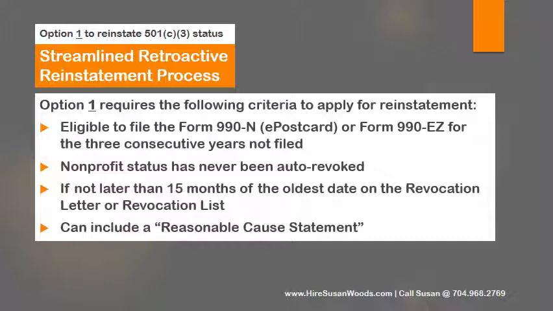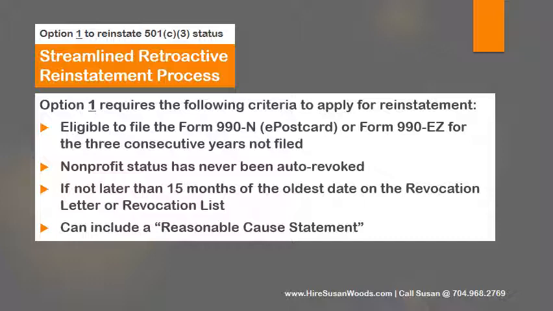The fourth criteria is you can include a reasonable cause statement. The reasonable cause statement that's required for the Streamlined Retroactive Reinstatement Process is you can attest to the fact that the reason you did not file for 3 consecutive years was not related to any type of malicious intent. It was a simple mistake. Your reasonable cause statement will have to attest to something similar to that. It was not intentional.